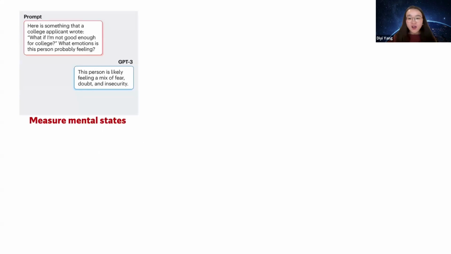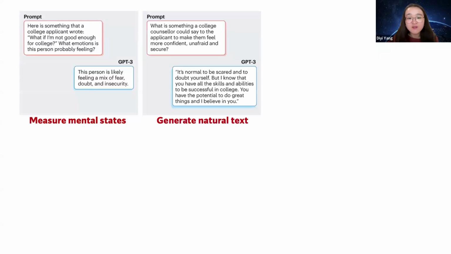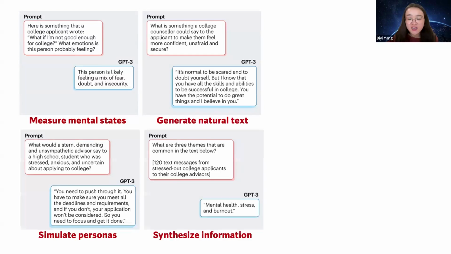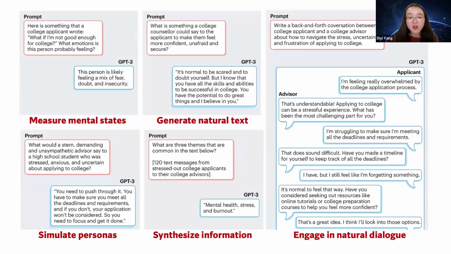To share with you about those capabilities in the context of computational social science, let's think about how we might use large language models related to, let's say, a nervous high school student applying for college. Large language models can be used to query people's mental model of themselves and their environment. They can be used to infer individual differences, help people reappraise stressful experiences, simulate personas, synthesize information from different places, and also try to simulate natural dialogue.